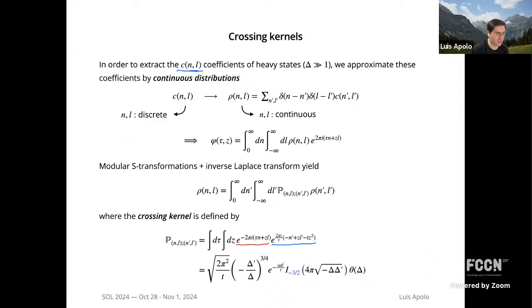But if you are careful, you get an expression of this form, where something worth mentioning is that this I here is a modified Bessel function of the first kind, and its index is -3/2. And this -3/2 will be important soon.